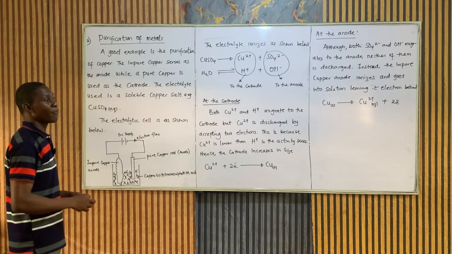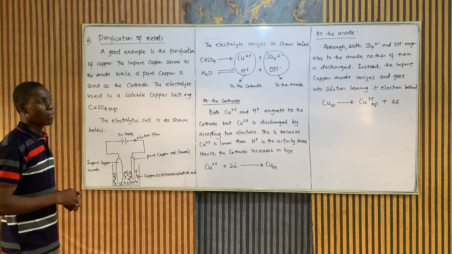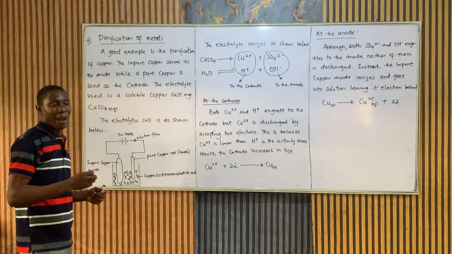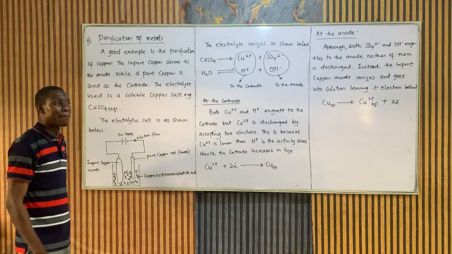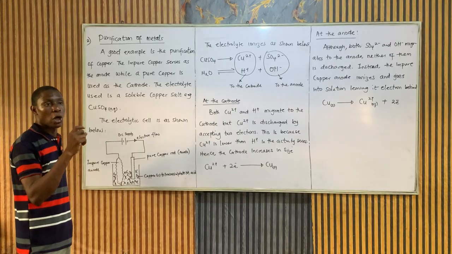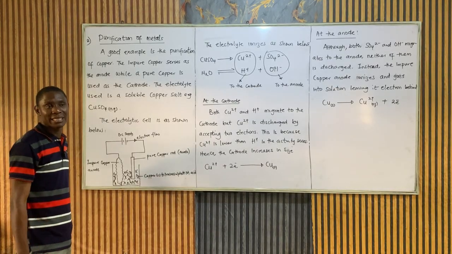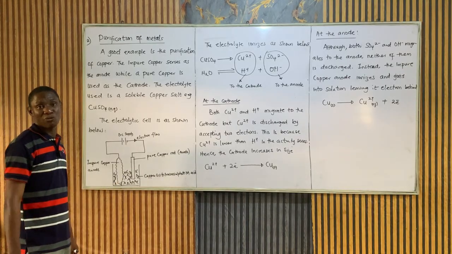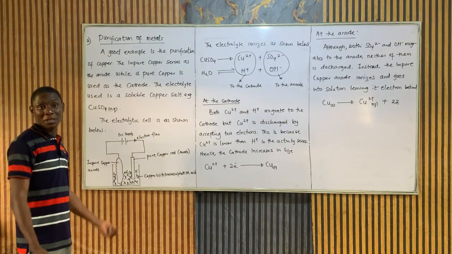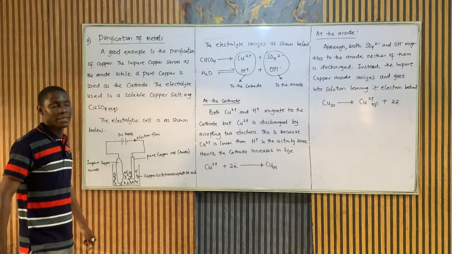Purification of metal. A good example is the purification of copper. You see, let's say you have an impure copper and you want to purify that copper. All you need to do is go to the market and buy a pure copper and a copper electrolyte. Let's say copper(II) tetraoxosulphate(VI), that is CuSO4, or copper(II) nitrate, or copper chloride, any copper electrolyte.